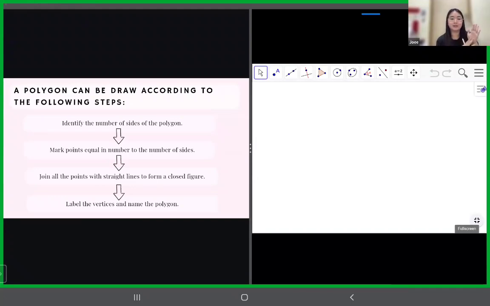For example, now we are drawing a 5-sided polygon, so we will have 5 points. We just make 5 points first. Just put 1, 2, 3, 4, and 5. After you make the points, you join all the points together: from A to B, B to C, C to D, D to E, and E to A. So the polygon shape is done.